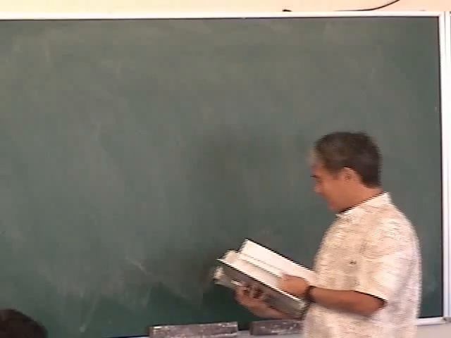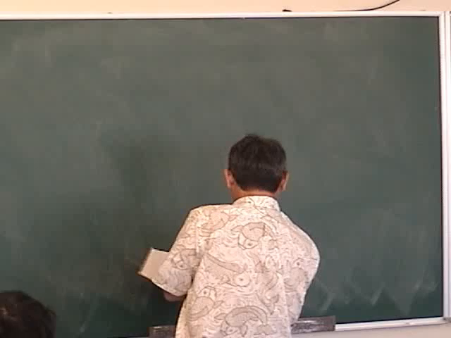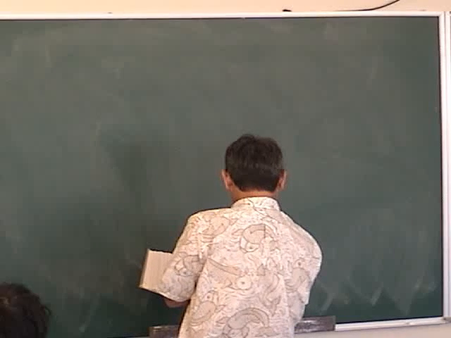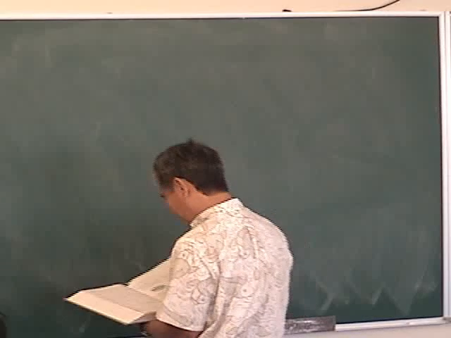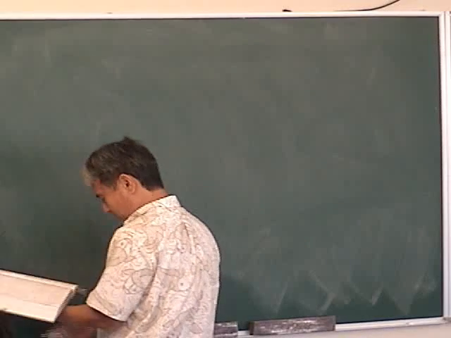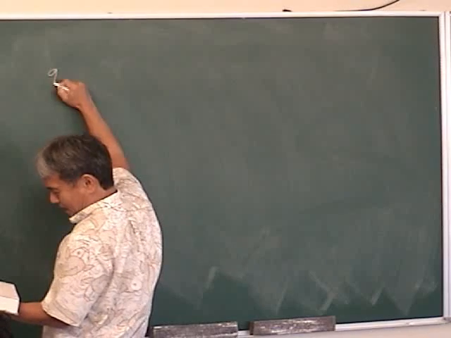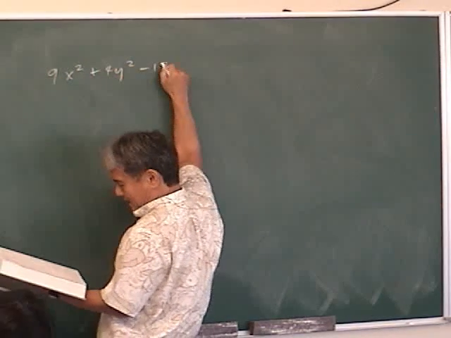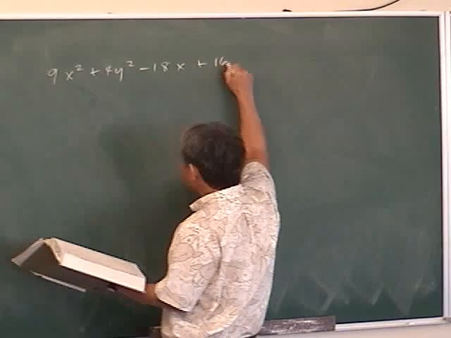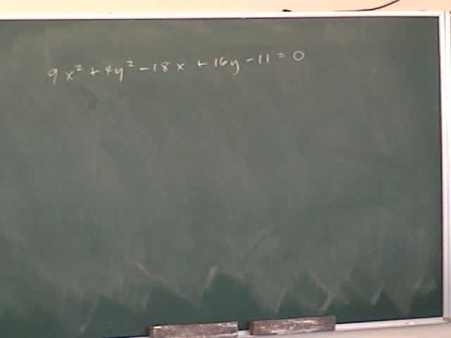Okay, where are the conic sections? Trig, conic sections. Oh, there you go. Ellipse. Okay, here we go. Let's pick one that's written in general form. Hey, this one looks juicy. 9x squared plus 4y squared minus 18x plus 16y minus 11 equals 0. Find all the important parts of this ellipse.